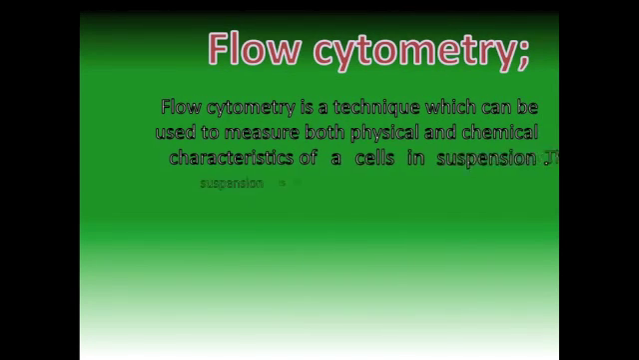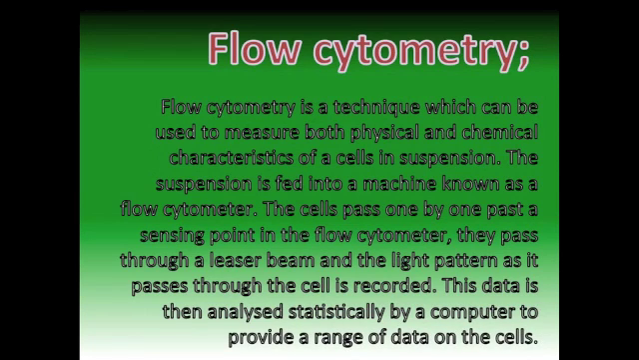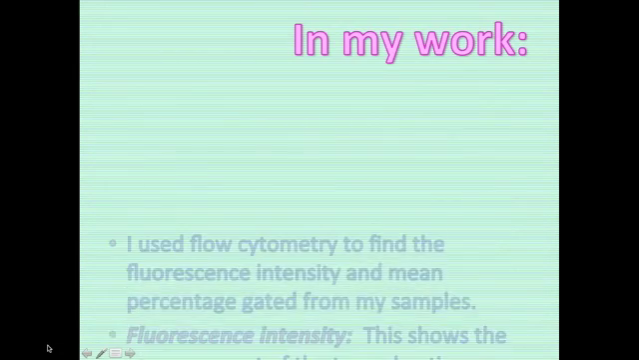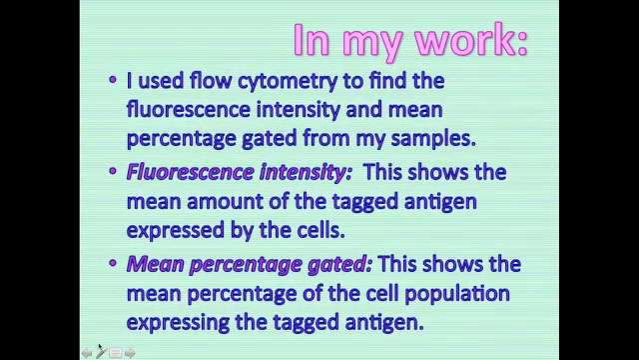To gain quantitative data of the presence of the cytoskeletal components, I used flow cytometry. I used immunofluorescence to tag the specific antigens and then passed the suspension into a flow cytometer. I used the data recorded to find the fluorescence intensity and the mean percentage gated. Fluorescence intensity shows the amount of antigen being expressed, whilst percentage gated shows the number of cells expressing it.